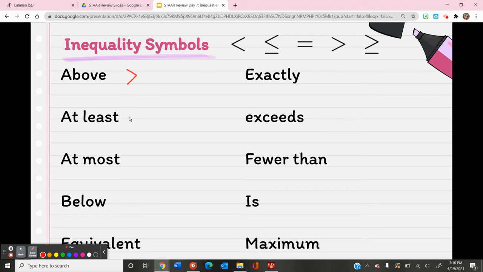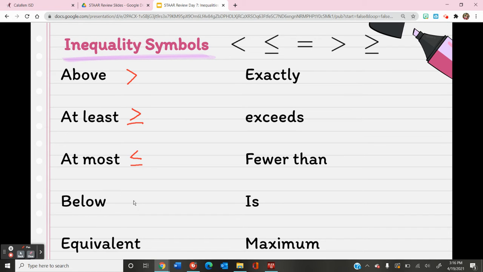Then if I have at least, that means, for instance, I have at least $5 in my wallet. That means I could have $5 or I could have more than $5. So this is going to be greater than or equal to. If I say I have at most $5 in my wallet, that means the most I could have is $5, or I could have less than $5. So this is going to be less than or equal to.